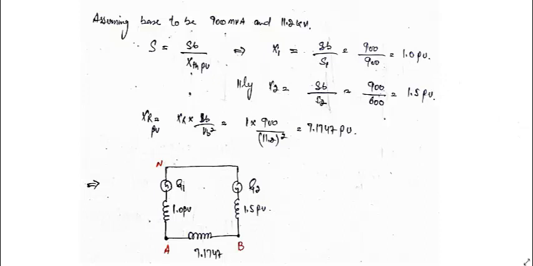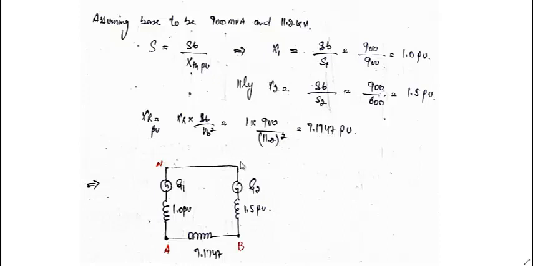Similarly, X2 will be equal to SB divided by S2, which is 900 by 600, so 1.5 per unit. Now XR per unit will be equal to XR divided by XB, where XB is VB square by SB. So it is XR into SB divided by VB square, which is 1 into 900 divided by 11.2 whole square, that is 7.1747. This is the actual circuit.